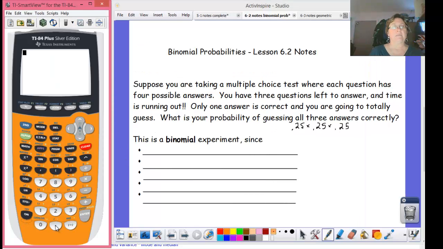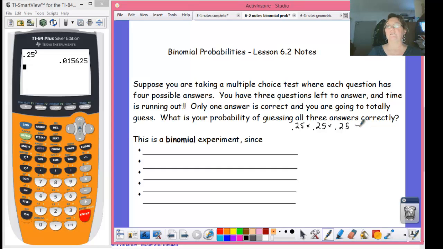I'm going to put that into my calculator. 0.25 cubed, and that is a probability. Ooh, not a very strong one for you. 0.15625 for getting all 3 answers right. That's less than 2%, you guys. I don't think I'd guess.